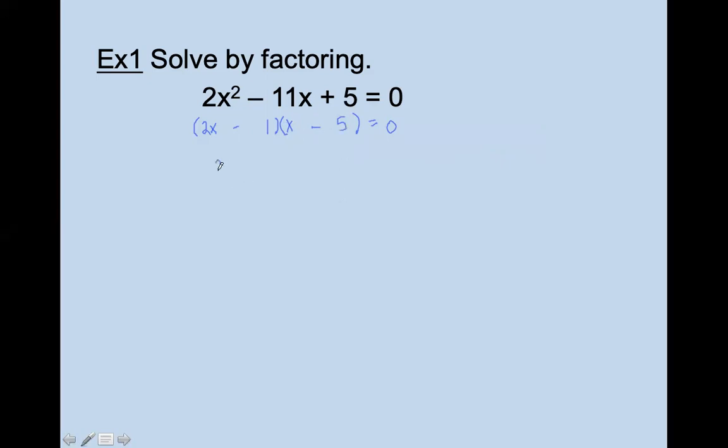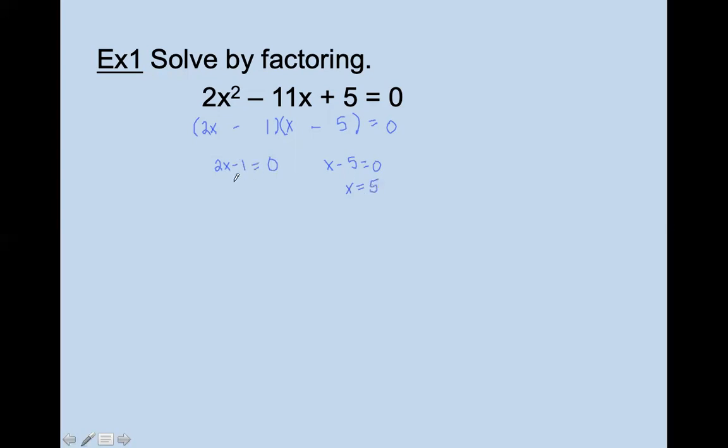All right, now remember we're solving. So I'm going to take my 2x minus 1 factor, set it equal to 0. I'm going to have my x minus 5 factor and set that equal to 0. All right, we've done this one several times now. There were 2 problems in the warm-up that had this. So I add 5 to both sides. I get x equals 5.